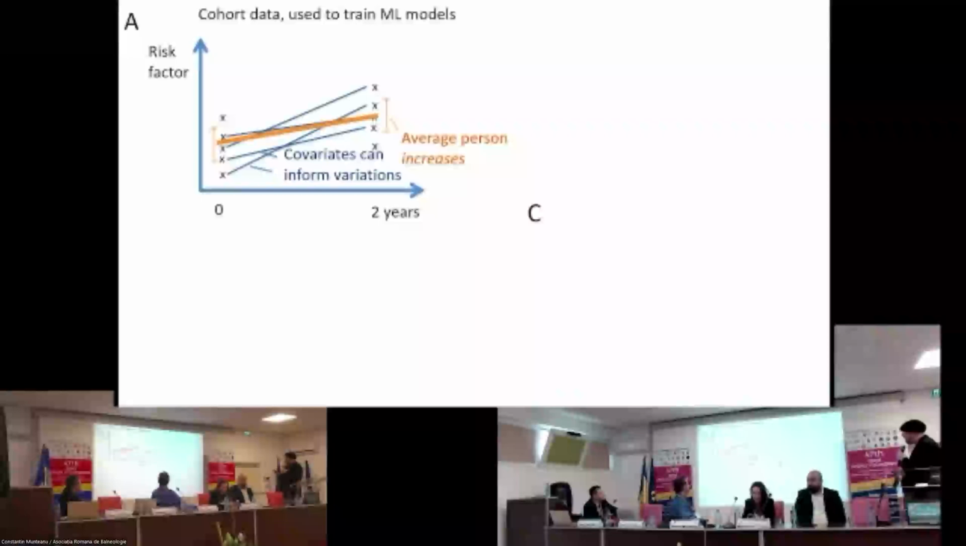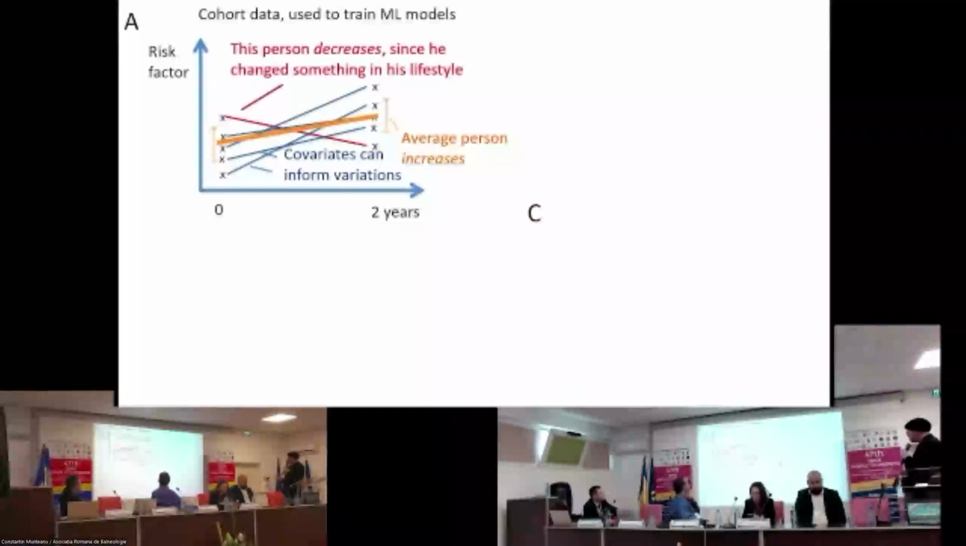But in these type of studies, which are very common, you can also have individuals that go in a completely other way. So here, this person decreases. And in this particular case, it's because this person has changed something in his lifestyle. So between this time point, when we know what he was doing, and over here, he has decided to start to exercise regularly, for instance, or change his diet, or do other types of treatments.